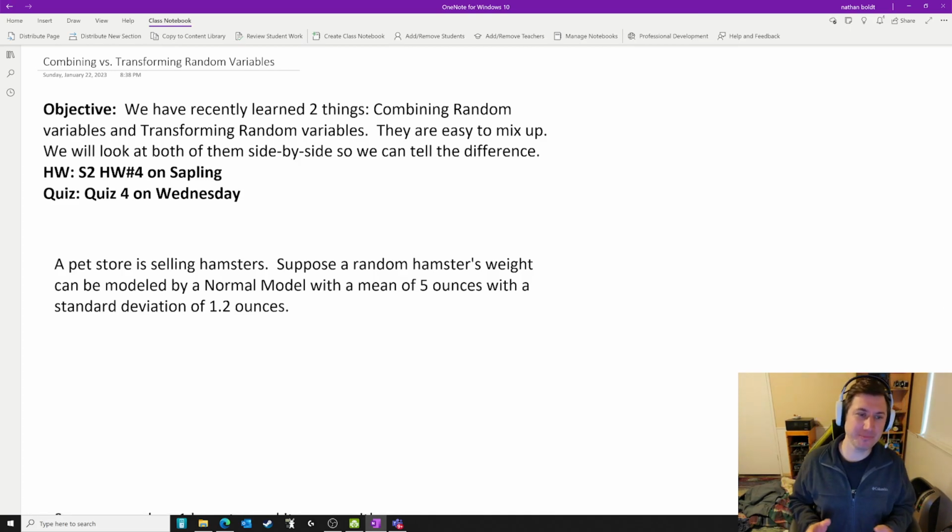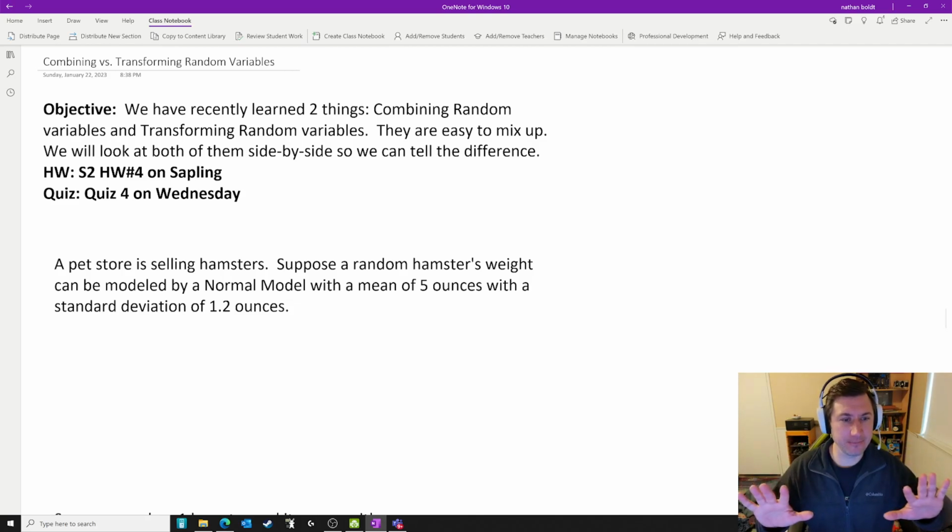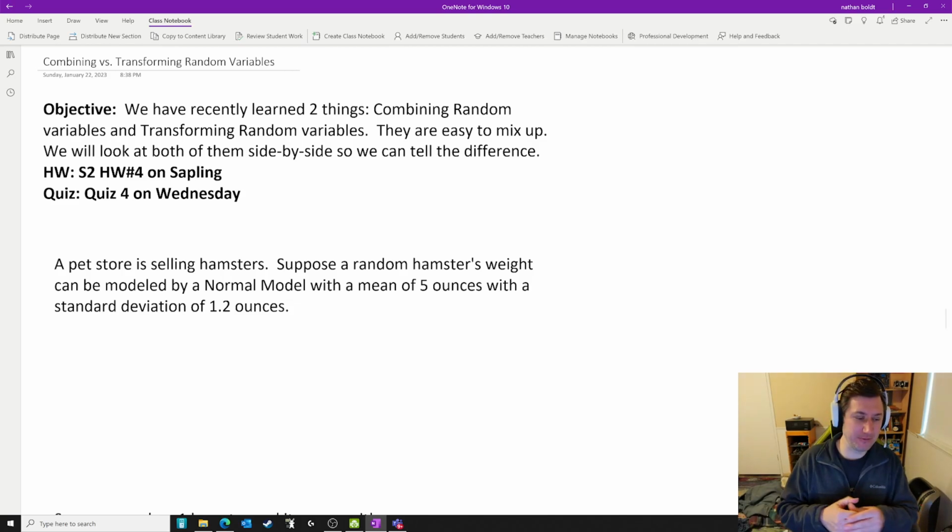Welcome back. In today's lesson, we are going to basically review a little bit. We've done two things recently. We have transformed random variables, and we have combined random variables. Now, they seem kind of similar sometimes, and so today I want to do them side by side so we can see the different modifications they make to each distribution.